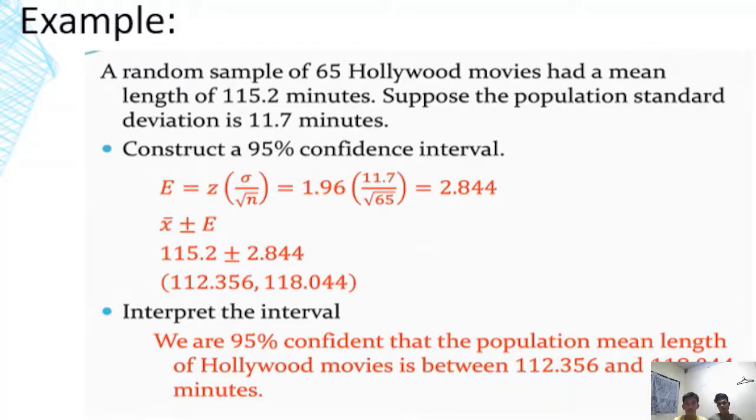So we can use this formula: E is equal to z times sigma over the square root of n. So our sigma is equal to 11.7, and our n is 65. At ang nakuha nating sagot ay 2.844. Tapos ang sunod ay ang x bar, which is 115.2 plus 2.844, at nakuha natin ang 118.044.